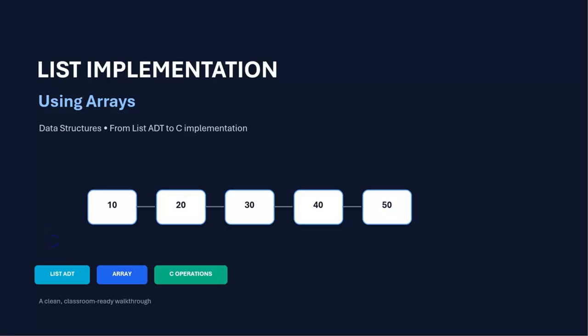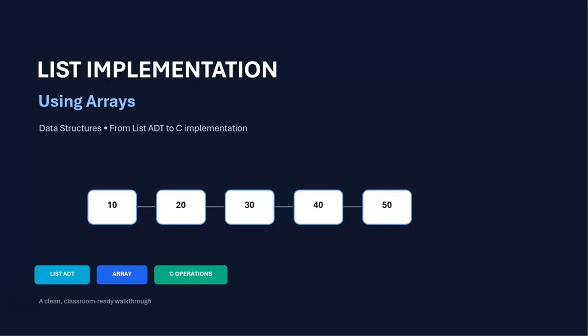Today we are going to learn an important topic in data structure, list implementation using arrays. Before we jump into the C program, I want you to understand one important idea. What exactly do we mean by a list? We use lists everywhere in real life. For example, list of students, shopping list, list of marks, or even list of tasks. In data structure, a list is a collection of elements arranged in a particular sequence.